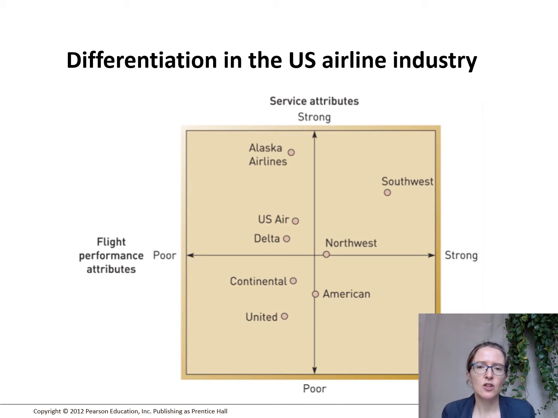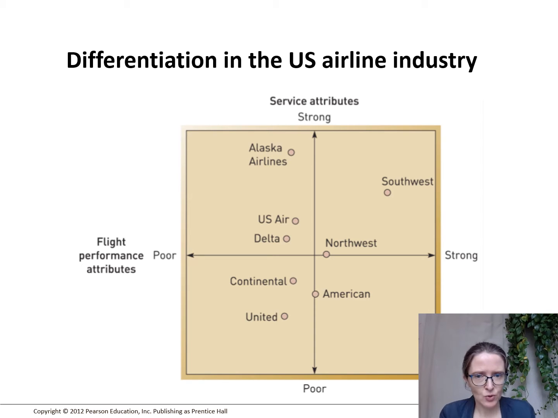So let's take the US airline industry as an example. We can see that it's going to be quite different depending on what area of the market they're operating in and what their differentiator is. If we take an airline such as Southwest Airlines, which is quite widely reported on in terms of excellent customer service, we see that their service attributes are very strong and also their flight performance attributes are strong.